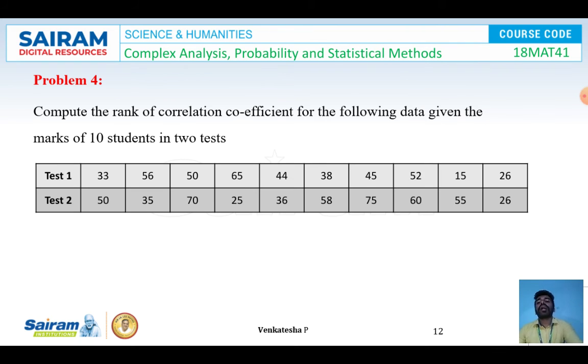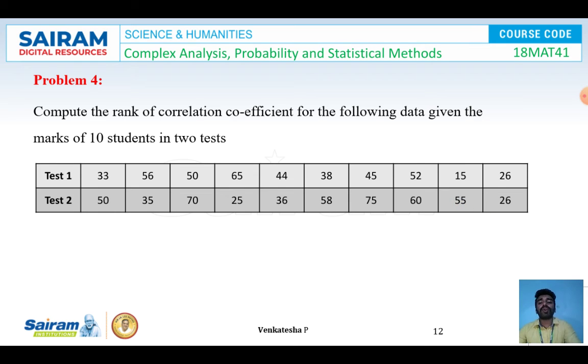Next problem, compute the rank correlation coefficient for the following data given the marks of 10 students in 2 tests. The test 1 is given by 33, 56, 50, 65, 44, 38, 45, 52, 15, 26. The marks by test 2 is given by 50, 35, 70, 25, 36, 58, 75, 60, 55, 26.